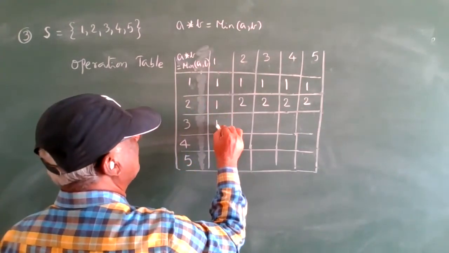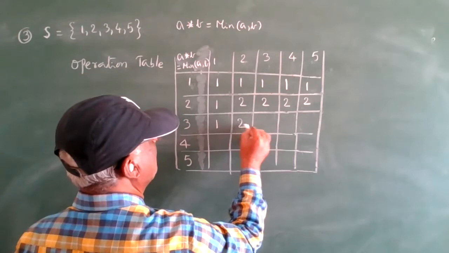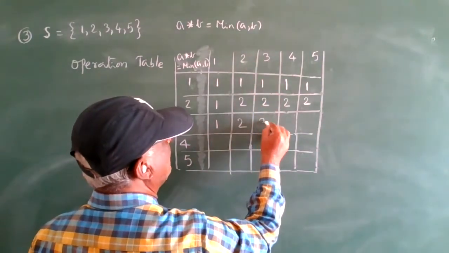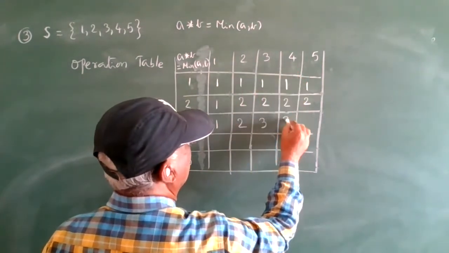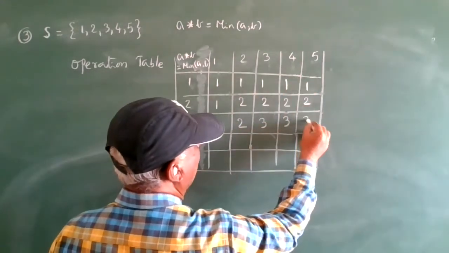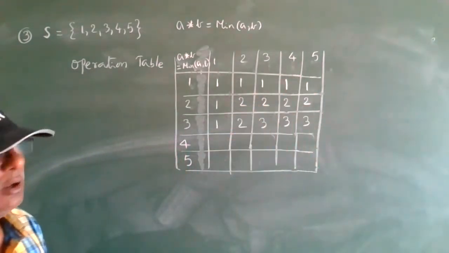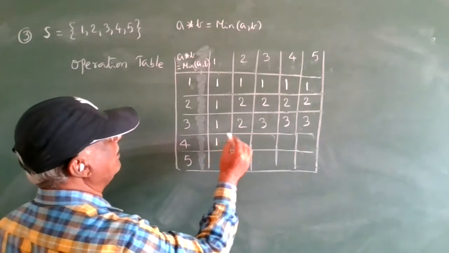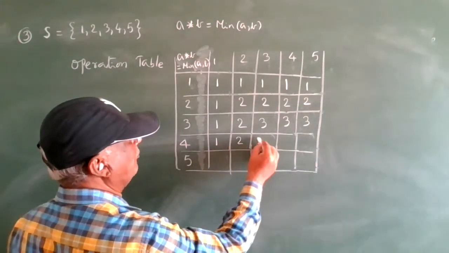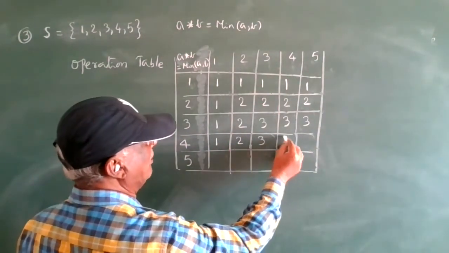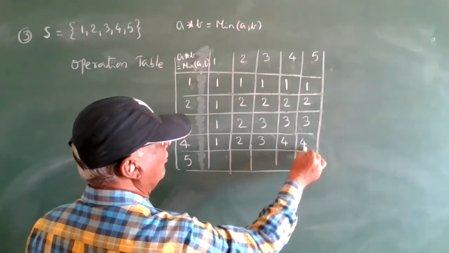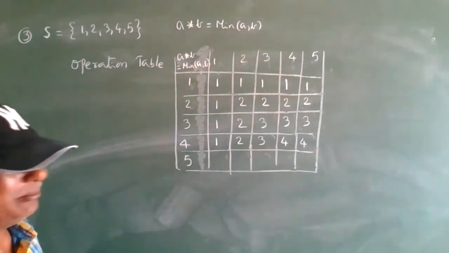3 star 1, 1 is the minimum. 3 star 2, 2. 3 star 3, 3. 3 star 4, 3. 3 star 5, 3. 4 star 1, 1. 4 star 2, 2. 4 star 3, 3. 4 star 4, 4. 4 star 5, 4 is the minimum.